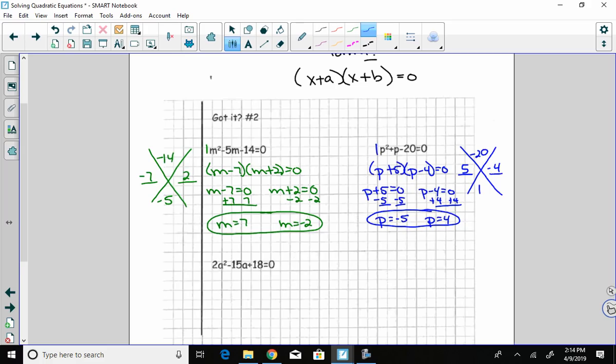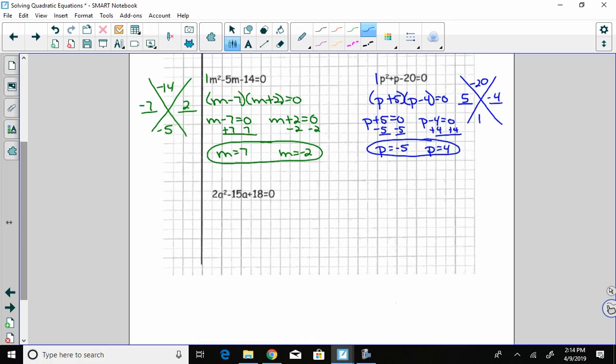All right. Now, this next one, we do have to split the middle term. So let's see here. 2 times 18 is 36, and they are 15 apart. So I'm like, well, 1 and 36, or 2 and 18. No, 3 and 12.